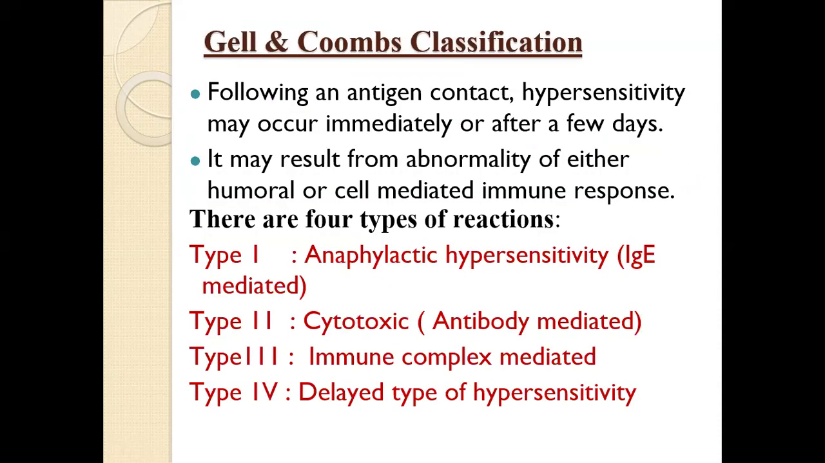According to Gell and Coombs classification, following an antigen contact, hypersensitivity may occur immediately or late after a few days. It may result from abnormality of either humoral immune response or cell-mediated immune response. All of us know humoral immune responses are mediated by B cells and cell-mediated immune responses are mediated by T cells. So, according to Gell and Coombs classification, there are 4 types of hypersensitivity reaction.